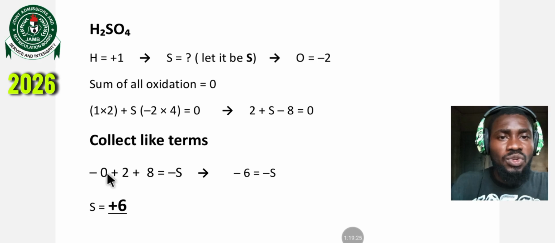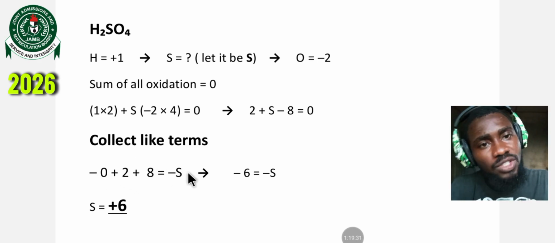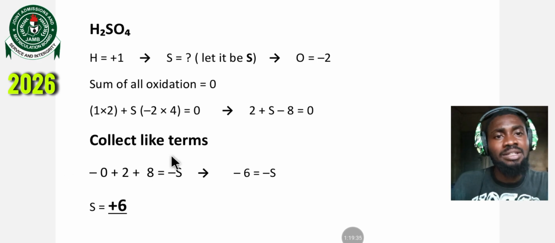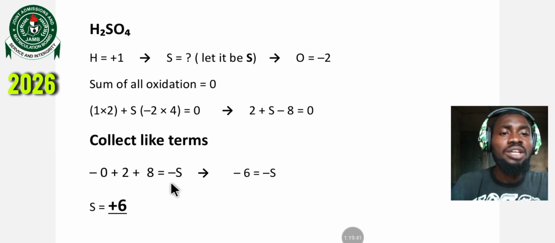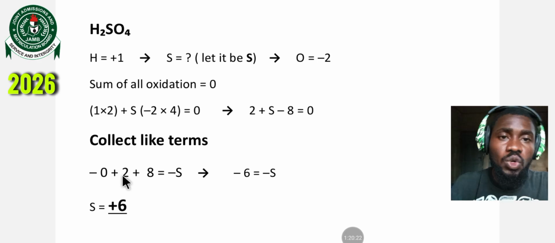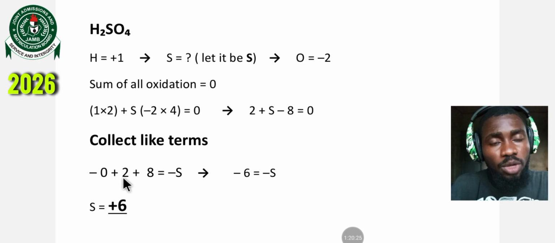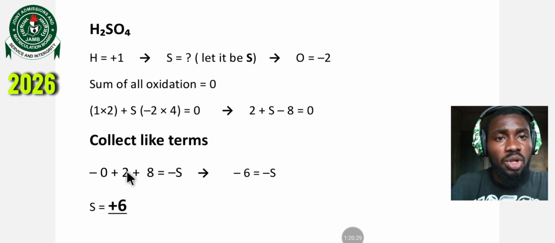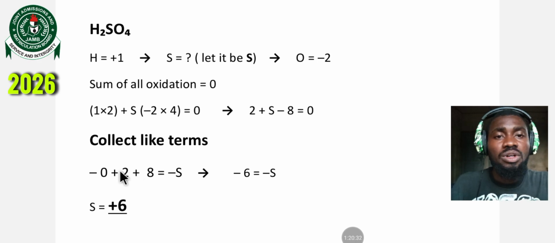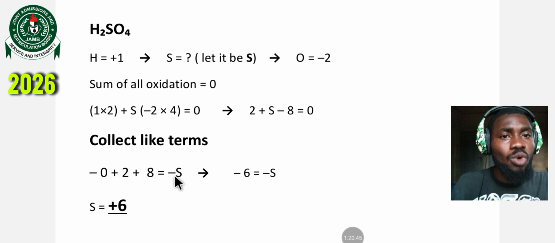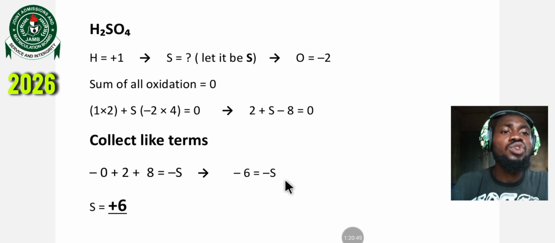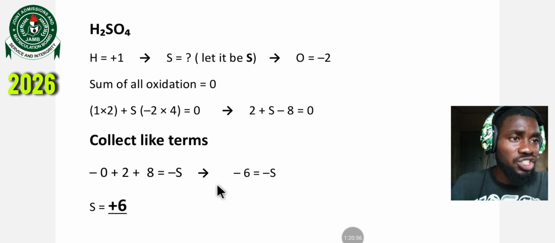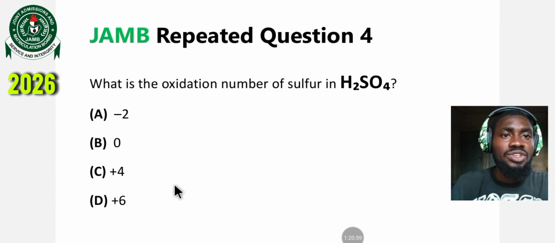So when we collect like terms, it's going to give us minus 0 plus 2 plus 8 equal to minus S. Remember, we bring S to this side and bring 0 to this side. When they cross equal sign, their sign changes to the opposite sign. So when we solve this, minus 0 plus 2 will give us what? 2. So we are going to have what here now? Plus 2 plus 8. Plus times plus is what? Minus. We will now have plus 2 minus 8. Plus 2 minus 8 will give us minus 6 equal to minus S. So we have here minus 6 equal to minus S. S now is equal to plus 6 when both of them are exchanged. When we exchange their position and they cross equal sign.